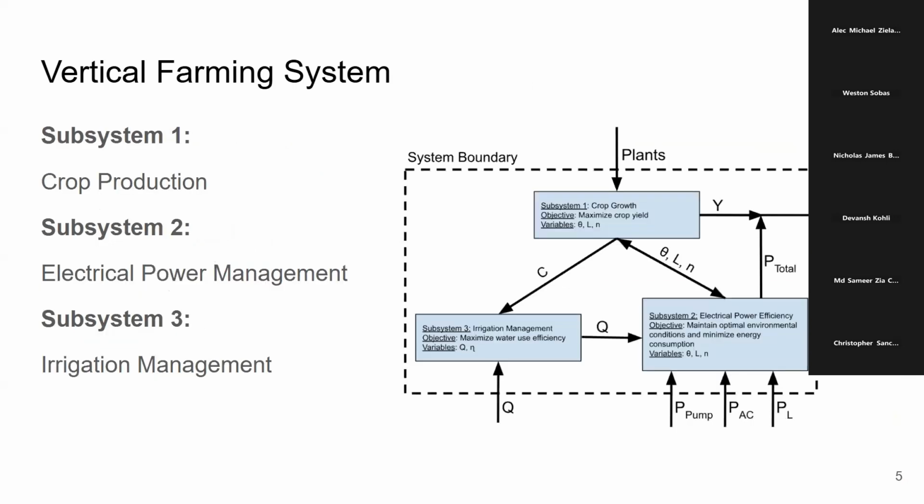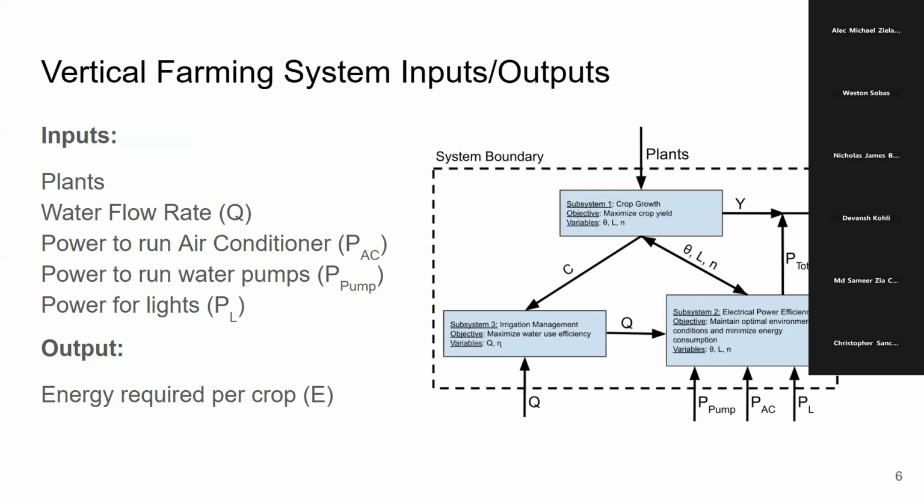The system has three subsystems, which are crop production, electrical power management, and irrigation management. The inputs to our system are water flow rate, power to run the air conditioning, power to run the water pumps, and power for the lights. The system will then output the energy required per crop.